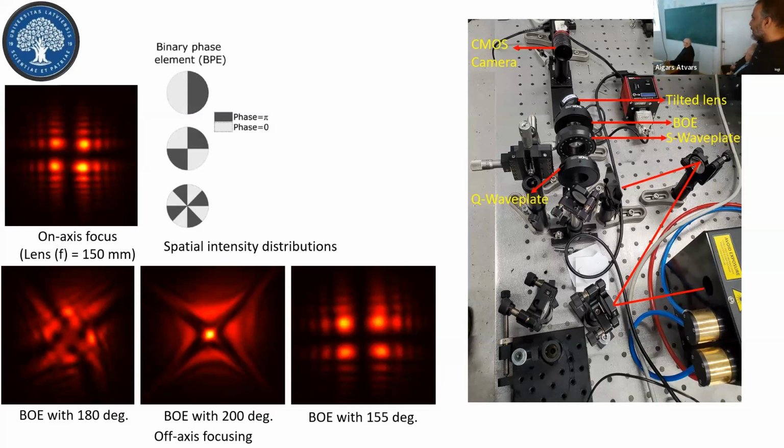So you can have it in brief. Here I have given an experimental sketch. Here you have a femtosecond laser. Then we have a set of elements: one is a quarter wave plate, and another one is the S wave plate. Then I have a binary optical element. Then we have a tilted lens. Then we have a CMOS camera. So the experimental setup is very simple, but the elements are very interesting.